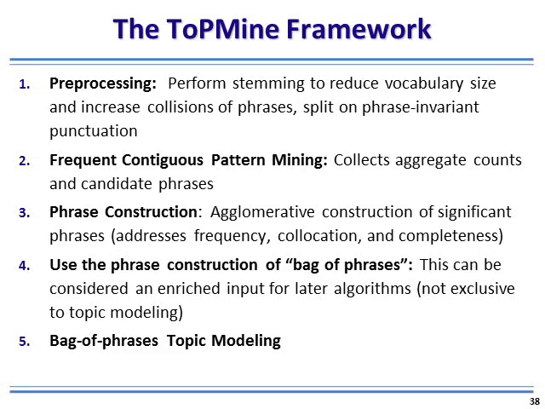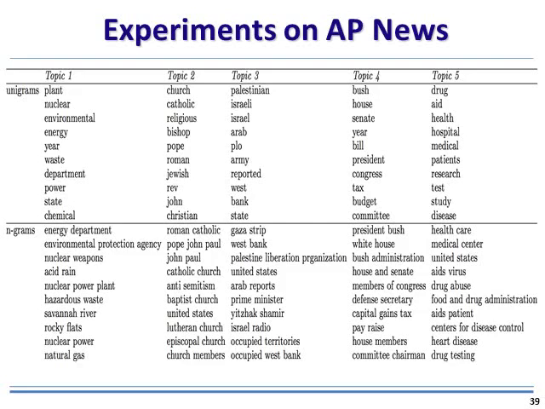Okay, and I give you some simple examples, okay. This one was on Associated Press News, 1998. Okay, he got many topics. This is just showing a bunch of topics. You probably can see, using his method, he can get unigrams. Unigrams are already better than many of the original topic models.